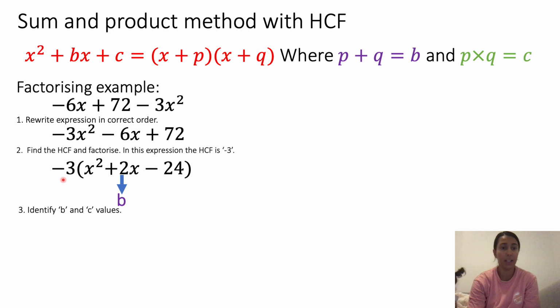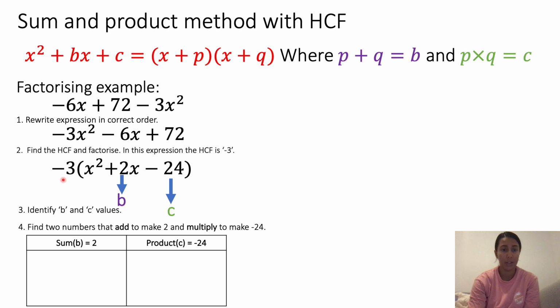Identify our b and c values. So b is going to be 2, c is going to be -24. Then we want to find two numbers that add to make 2 and multiply to make -24. So this is where I do my little table. Remember, I always start with the products because it's easier. I find it easier to find all the factors of -24. So these are my factors here.